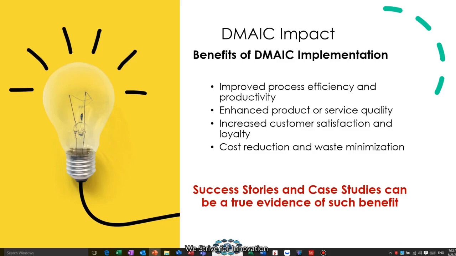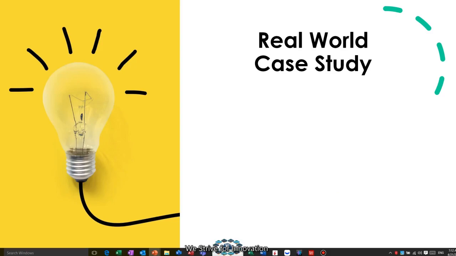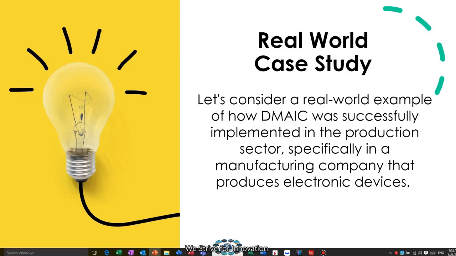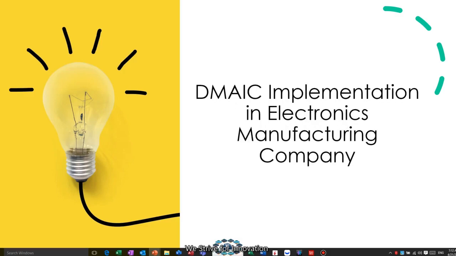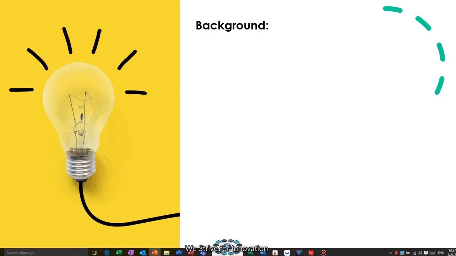a case study that's clear evidence of how this DMAIC methodology can be applied. So the real case study will be an example of a successful implementation in the production sector. Specifically in a manufacturing company that produces electronic devices. So our DMAIC implementation in an electronic manufacturing company will be our case here.